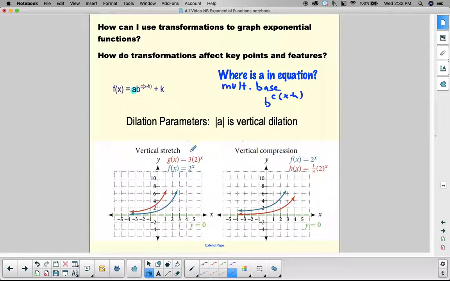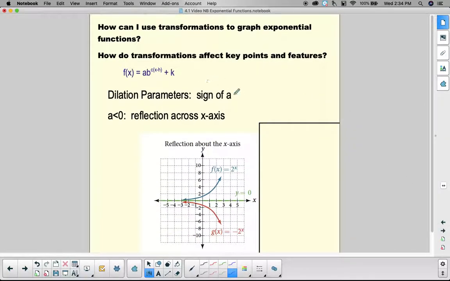Here we have f of x equal to 2 to the x. If our parameter a is 3, that vertically stretches the function, so it goes up faster. If the absolute value of a is 1/3, so 1/3 times 2 to the x, then you can see the function is going up more slowly. It's been vertically compressed. So the absolute value of a is your vertical dilation.